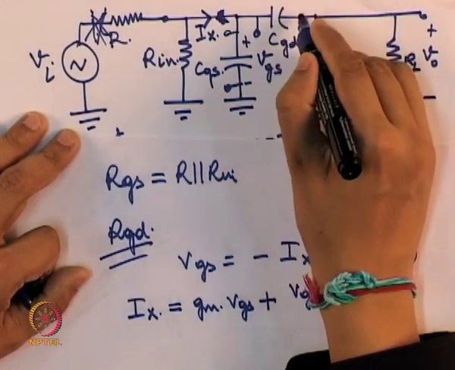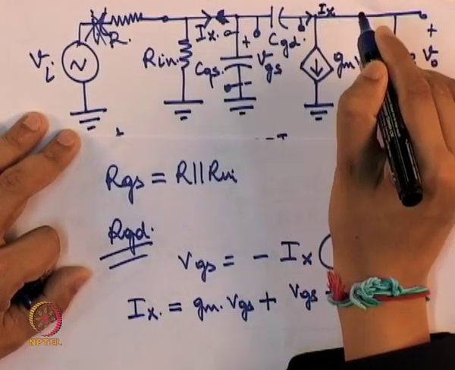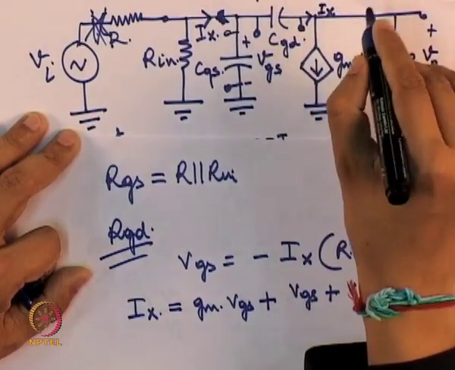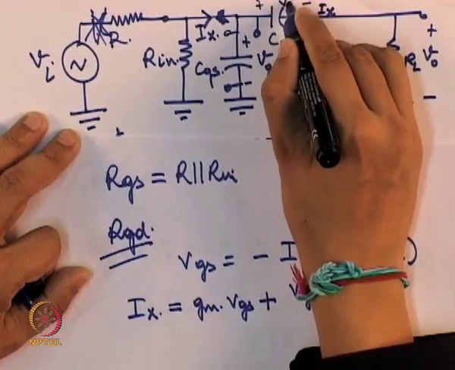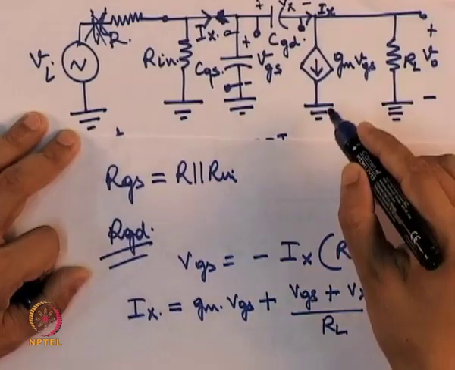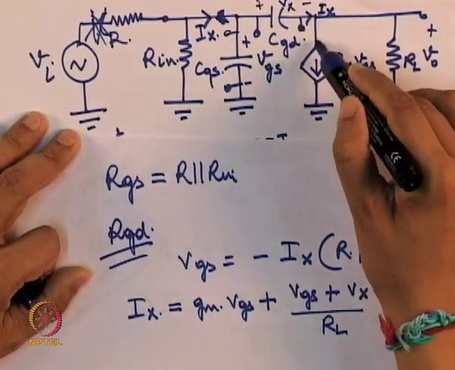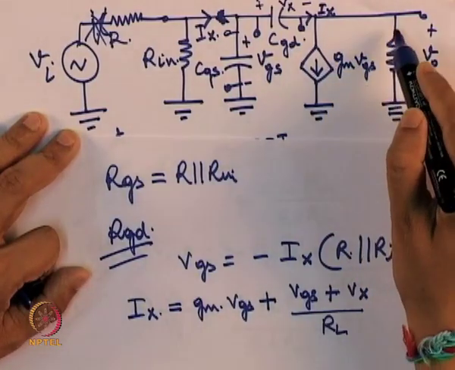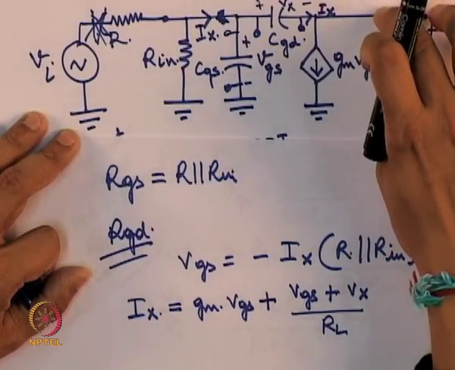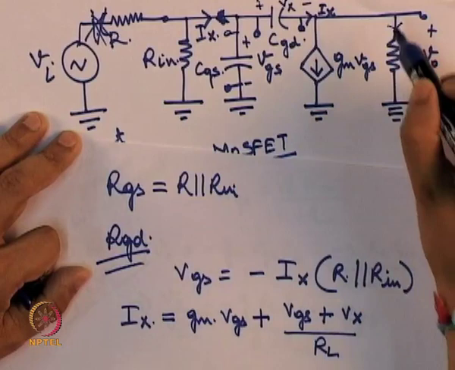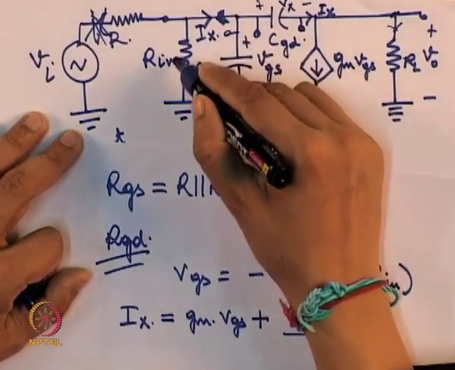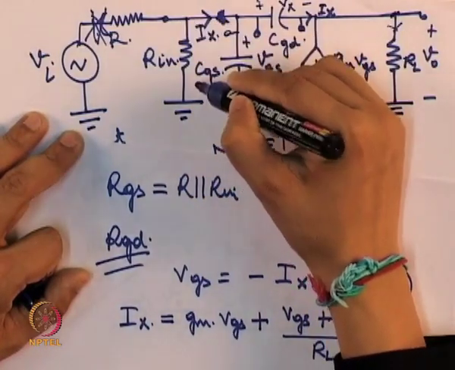Here what we are assuming is that this is open, and there is Ix here. This current Ix is equal to the current flowing through this dependent current source plus the current flowing through this RL. The current through RL is the voltage at this point divided by RL, and the voltage at this point is Vx, the voltage across the capacitor terminals, plus the voltage across the CGS terminal, that is from this point to ground.